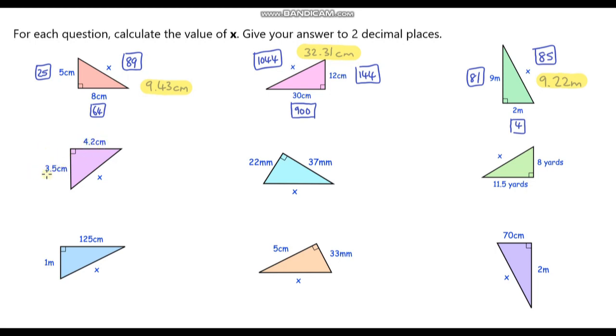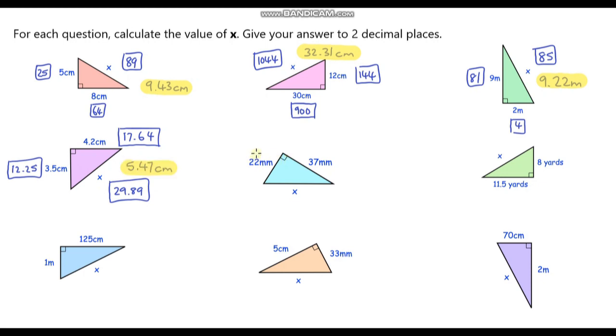Now question 4 has decimals, but because we're using a calculator, that shouldn't matter too much. So first of all, I'm going to do 3.5 squared, and that gives me 12.25. And now I'm going to do 4.2 squared, and that gives me 17.64. Now if I add these together, I get 29.89. And now the final thing is to take the square root. And I get 5.47 centimetres.